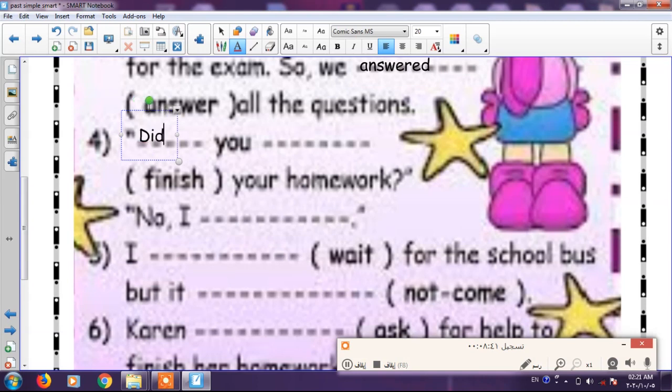Did you finish? Here, Junior 4, can I write? Did you finish your homework? Can I add ed to the verb? No. I will put the verb in the infinitive form of the verb. The verb as it is. Why? Because I use did in the question. So here I will put the verb as it is. I will write finish. Did you finish your homework?